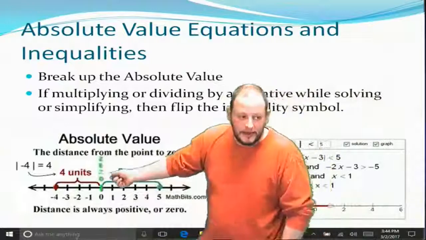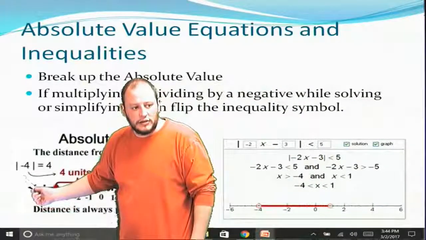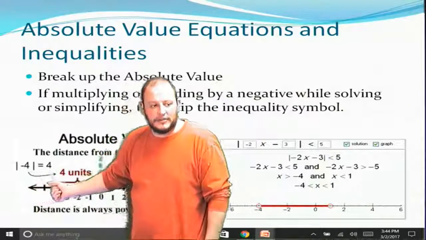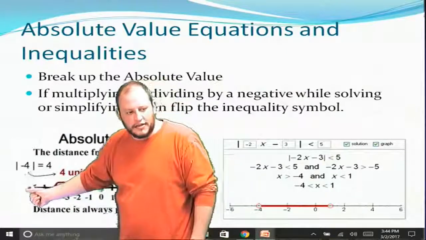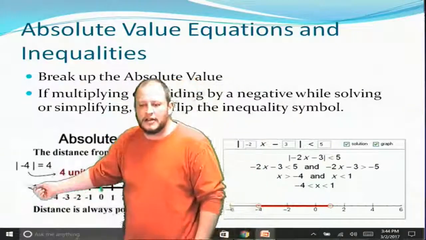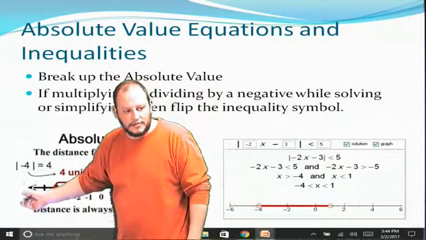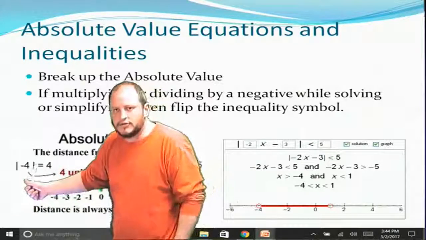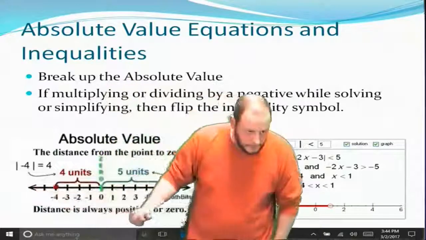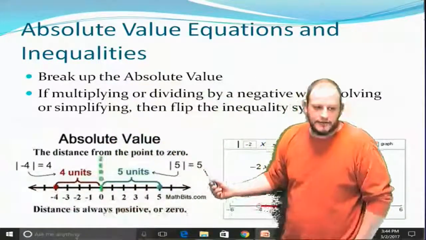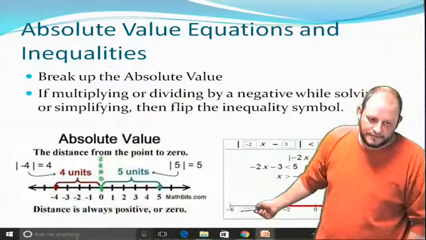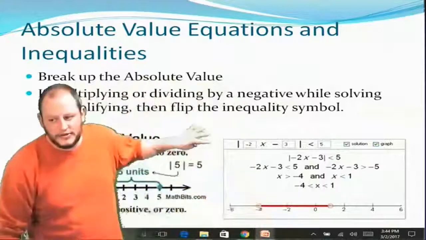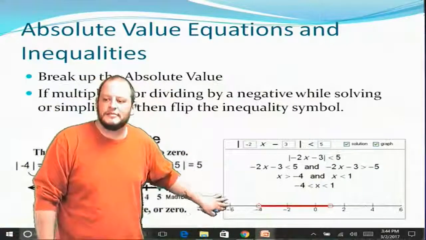Similarly, the absolute value of negative 4, or for any negative number for that matter, is also positive. We're talking about the distance from 0. We're not talking about the sign of the number. Whether it's positive or negative, we simply want the distance from 0. So absolute values are always positive. Distance is always positive or 0. Now that's a pretty simple concept, but when it comes to solving these problems, it can be a little tricky.